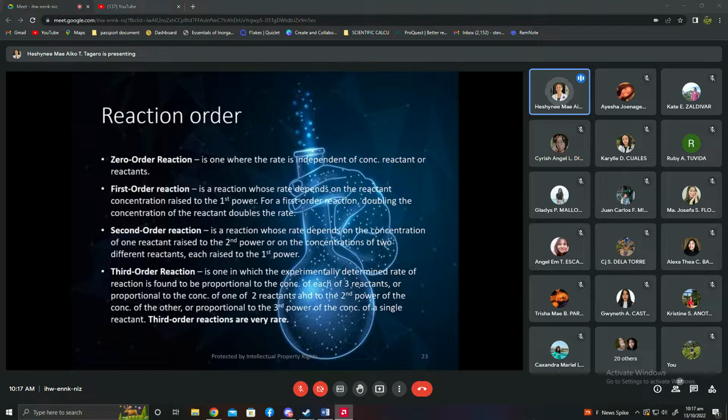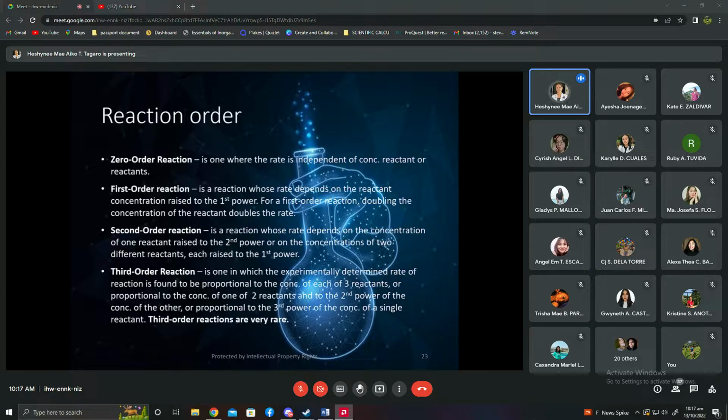Next, for first order reaction, it's a reaction whose rate depends on the reactant concentration raised to the first power. So for a first order reaction, doubling the concentration of the reactant also doubles the rate. Okay, so how will you know if that is a first order reaction? If the exponent of the reactant concentration is 1.